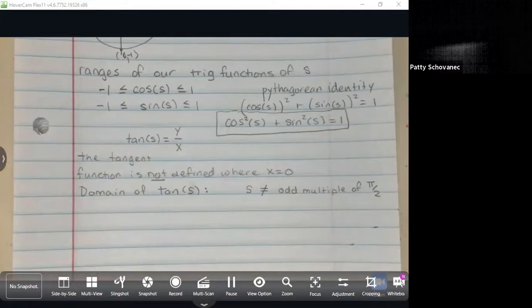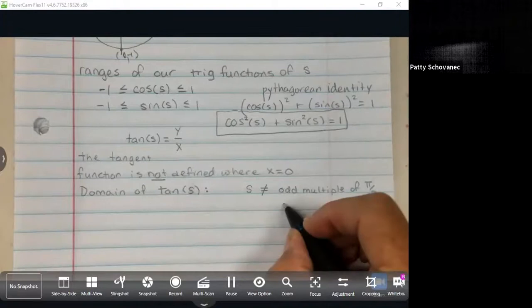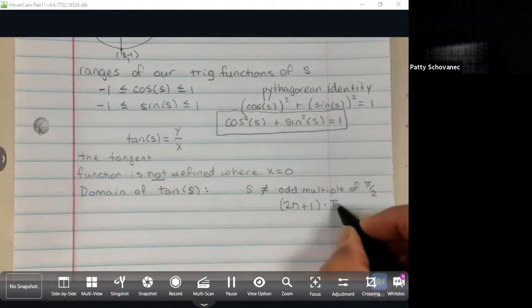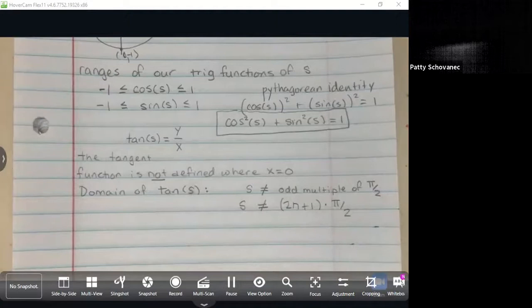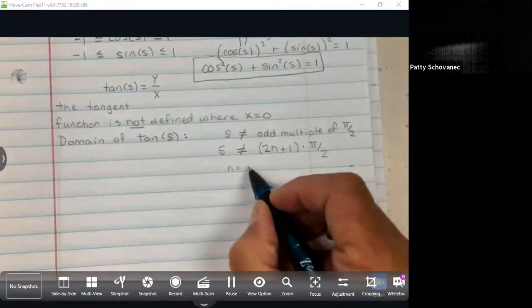Well, in math, we can write that in terms of a dummy variable n. If n is any counting number, when you double it, you have an even number. And right next to the even numbers are the odd numbers. So when I talk about odd multiples of pi over 2, then I can write this. 2n plus 1 times pi over 2. S is not equal to any odd multiple of pi over 2. And that's for any integer n: 0, plus or minus 1, plus or minus 2, and so on.